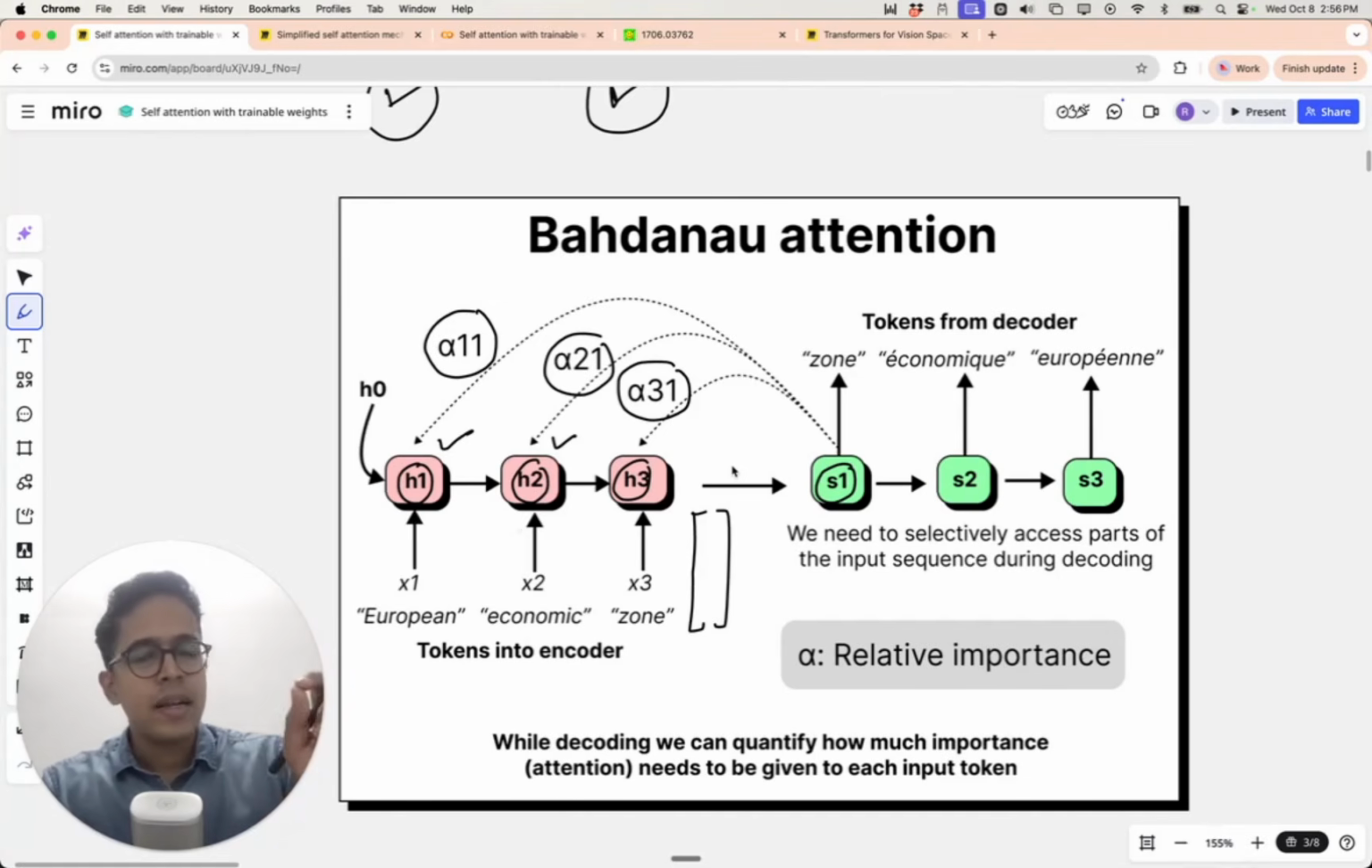If you really want to understand how Bahdanau attention came into the picture in 2014 in the context of neural machine translation, you can go back to the lecture in which we discussed how RNNs started with encoder-decoder architecture and then eventually the attention mechanism came into the picture.